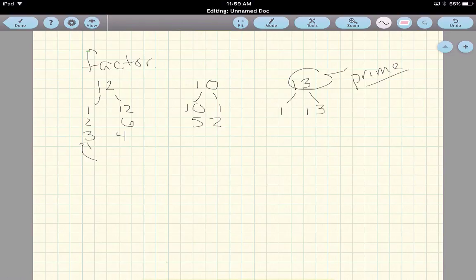What is a prime number? If you need a refresher, pause the video and go find a definition of the word prime.